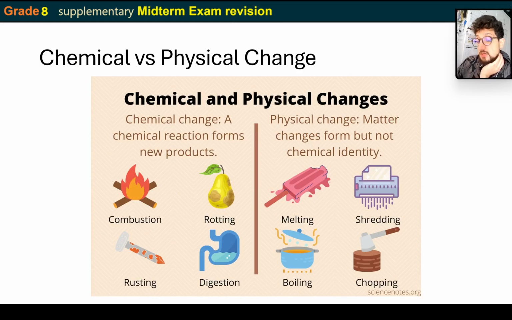Okay, so next we come to chemical and physical changes. And obviously there are two types of change. So we have a physical change and a chemical change. A physical change is one where no new substance is made. That's the simplest definition. A physical change is one where there's no new substance. We basically have changed the state, the shape, whatever, but we haven't made a new substance.